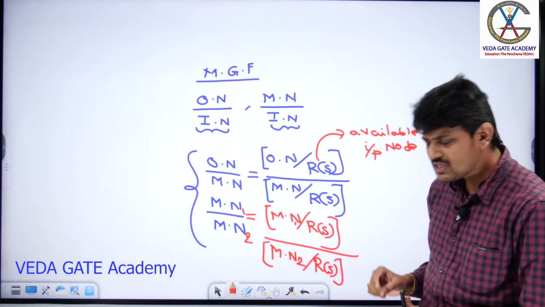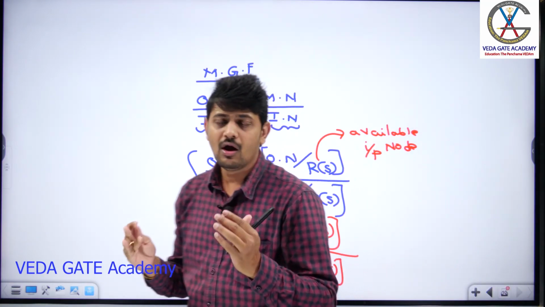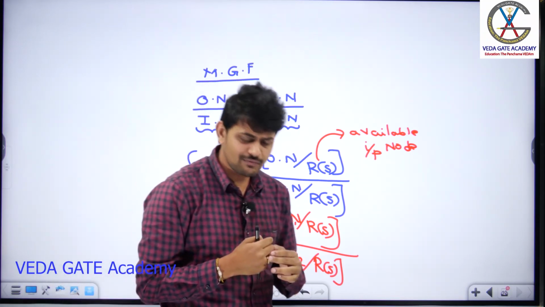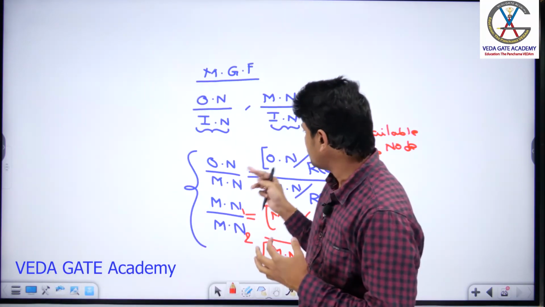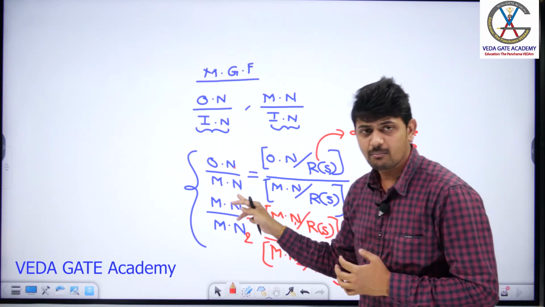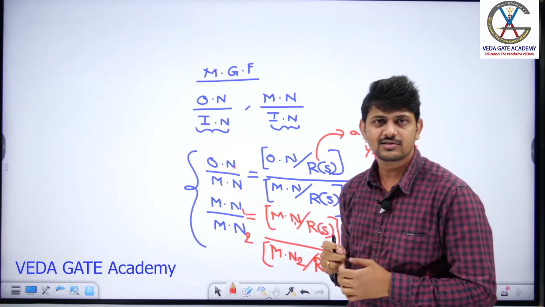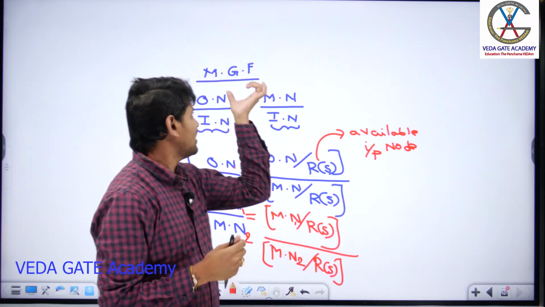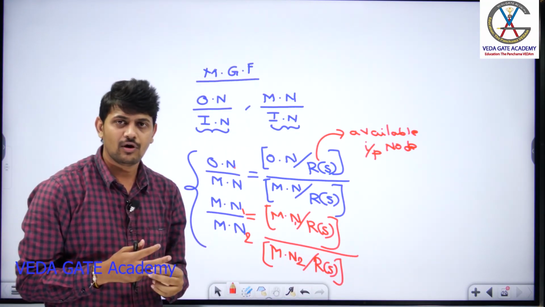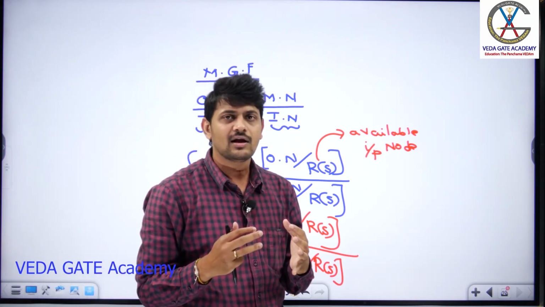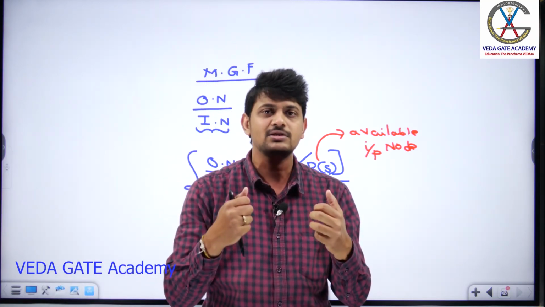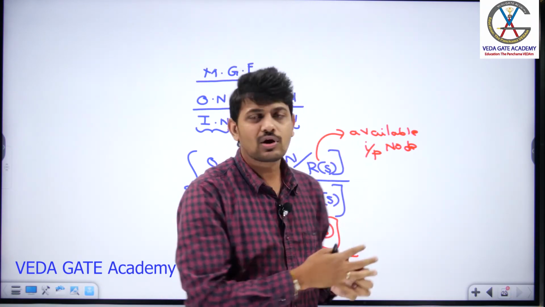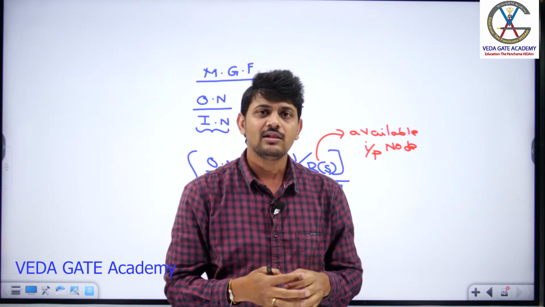So this is the brief idea about how to apply Mason's gain formula, because we have found so many GATE questions where they have given the transfer function between output node to mixed node or between two mixed nodes, and they are directly asking the questions. I hope you have got a complete idea about the special cases of Mason's gain formula. So this is how VEDA GATE Academy is going to give the depth of the subject and all the possible special cases.